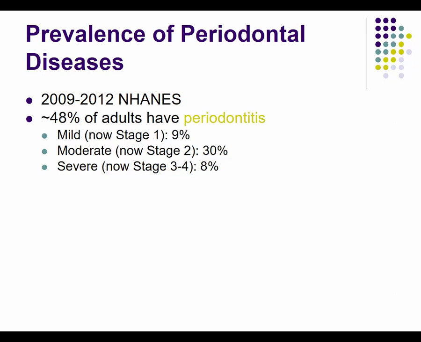So in the scheme of things, at this time, about half of the population had perio. About 9–10% of people had stage 1, 30% had stage 2, and about 10% had stage 3 to stage 4. I have the old descriptors in here of mild, moderate, severe, because I think people are still going to be talking about it in that way when you get out of here. And so I want you to be comfortable with the new classification system and with the old verbiage.